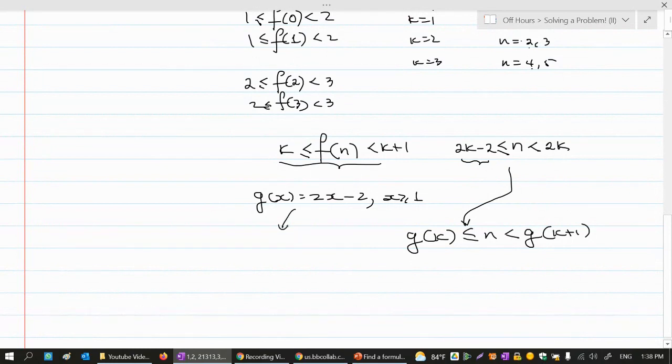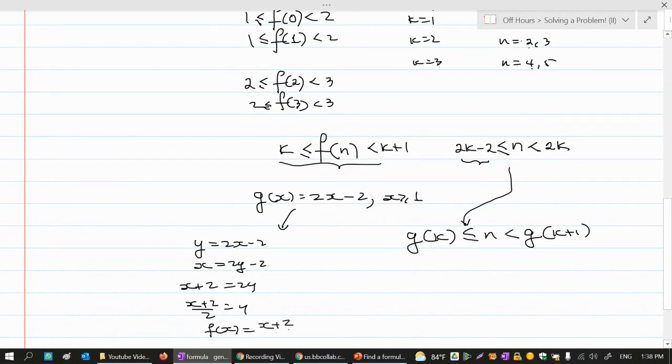And you can find the inverse function by doing y is equal to 2x minus 2, then interchanging the x and the y. x is equal to 2y minus 2, then x plus 2 is equal to 2y, then x plus 2 divided by 2 is equal to y. Let me denote this function by f. f of x, which is the inverse function of g of x, can be expressed like this, and this is nothing more than 0.5x plus 1, which is the same function that we had before.